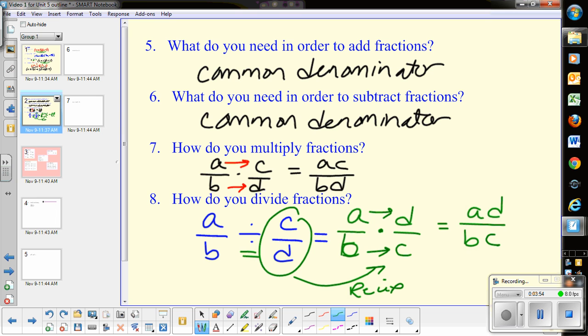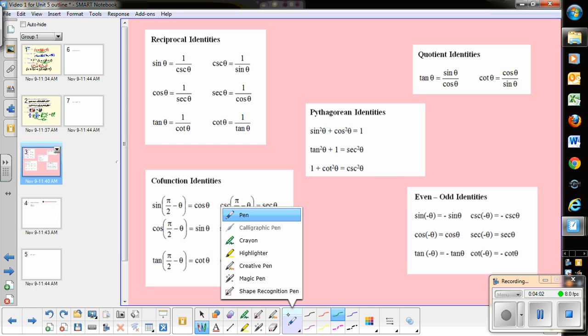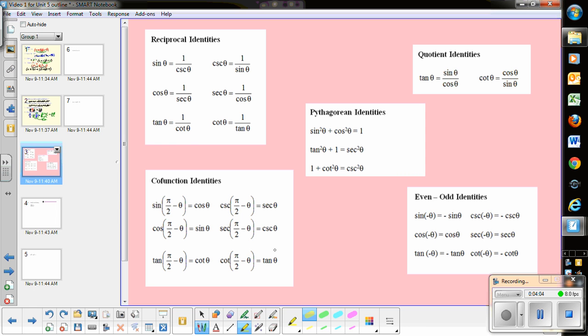The next page are the identities that I referred to in the introduction. These are all the important identities from your formula card. In today's lesson, we're just going to be using a few of them. The Pythagorean identities are going to come up.